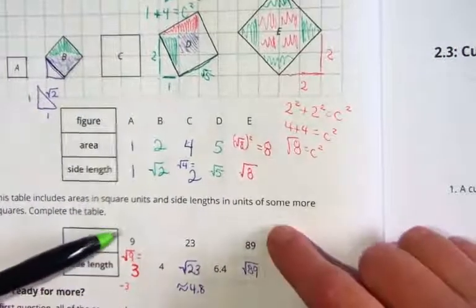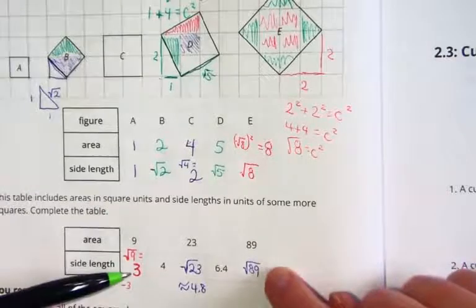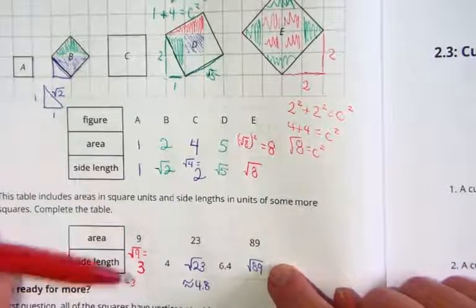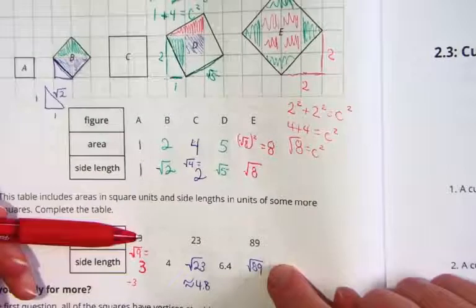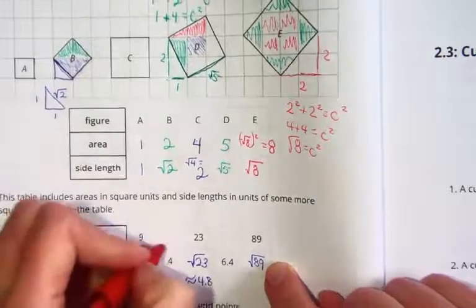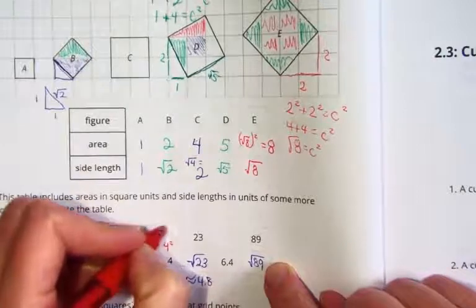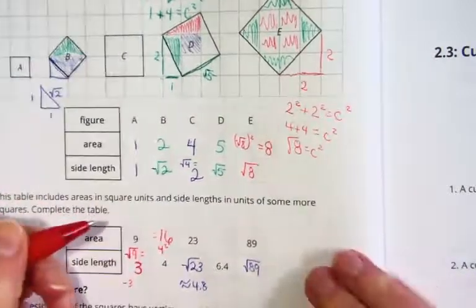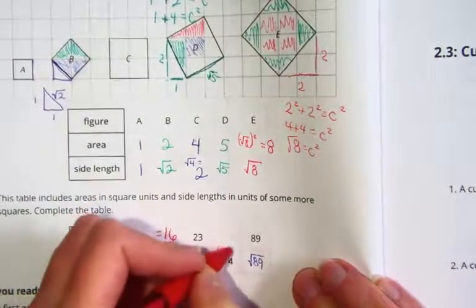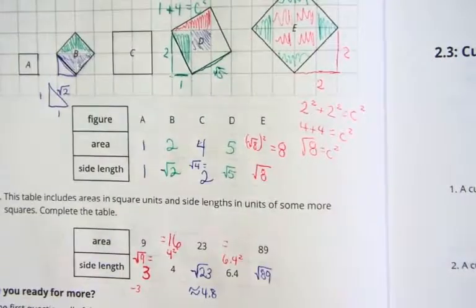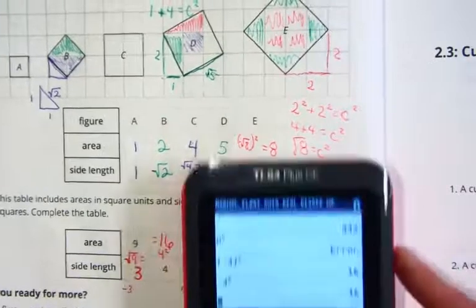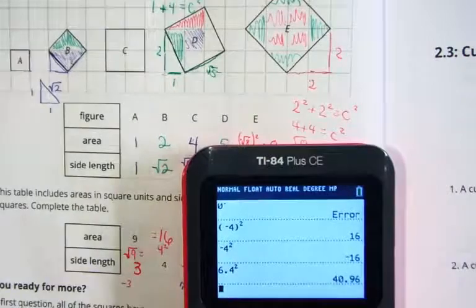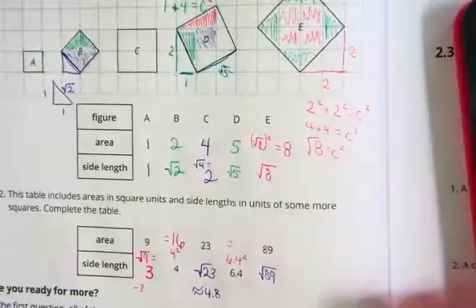So to get from a known area to a side length, we just had to take the square root. To go the opposite direction, 3 squared gets us 9. So to find area, we would need 4 squared, and that equals 4 times 4 is 16. Or 6.4 squared, which equals, dear calculator, 40.96.